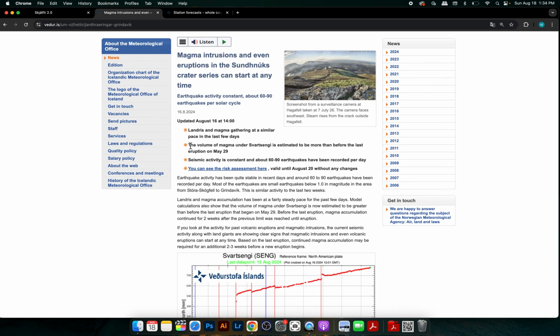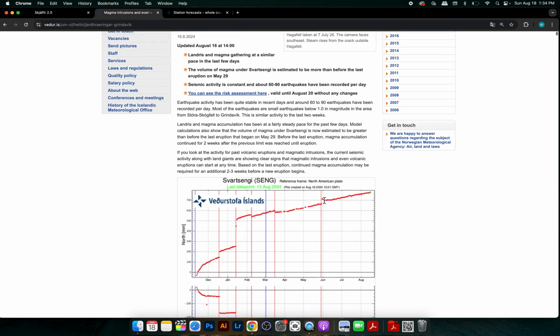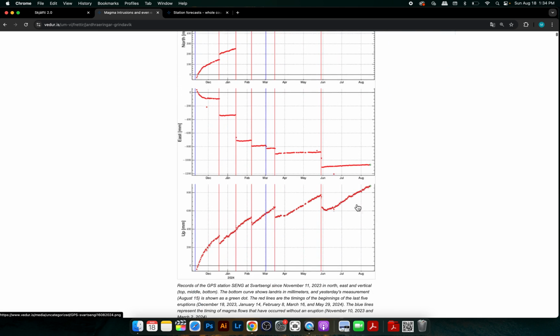So here, the volume of magma under Svartsengi is estimated to be more than before the last eruption on May 29th. So that's why we're seeing this extension and the rise. So I think it's almost there. It's a little bit more, as you can see, but I think it's going to be maybe a few more days, and then it's going to reach that limit again because of the expansion. But again, it could be any time as well. Any time. It could be today, and it could be tomorrow.